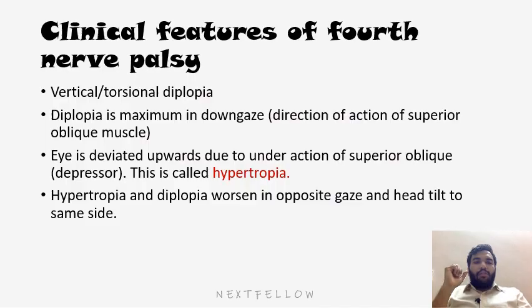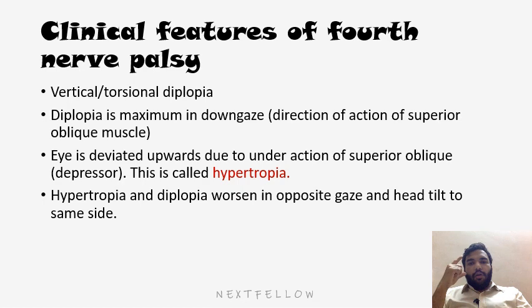So the clinical features of fourth nerve palsy are vertical torsional diplopia. Diplopia is maximum in down gaze, the direction of action of the superior oblique. So the superior oblique action is depression, and then it is intorsion. Those two things are affected, because of which you will have all these features. The eye is deviated upwards due to underaction of the superior oblique depressor. This is called hypertropia. Hypertropia and diplopia worsen in opposite gaze and head tilt to the same side.